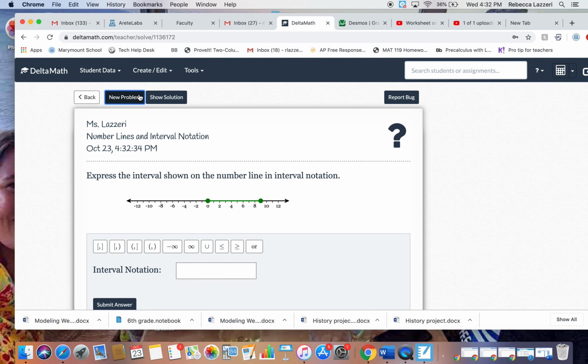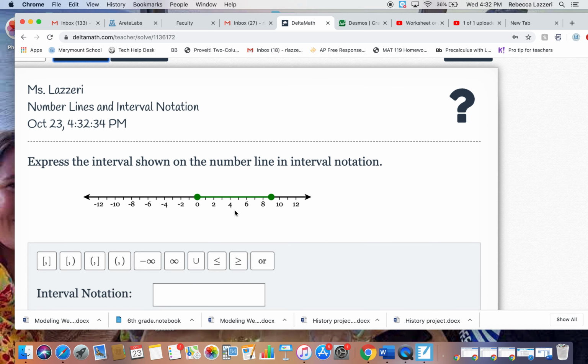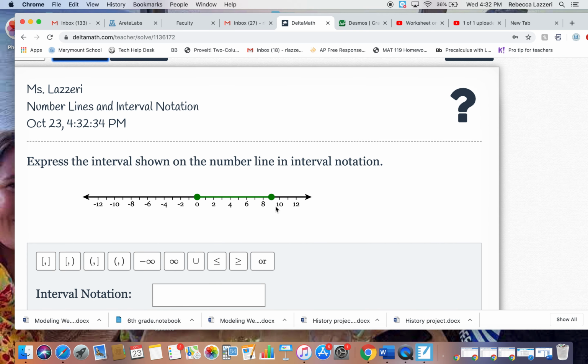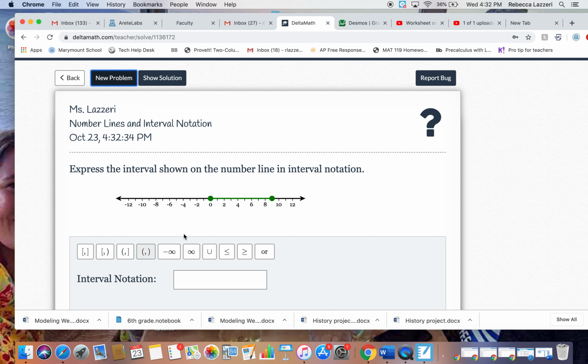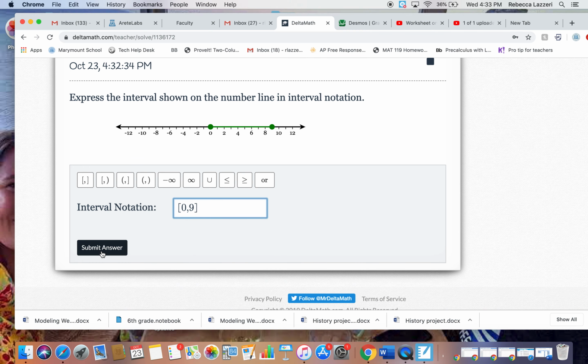Do another one. Now we're going to have to write the interval ourselves. And you can see it's going from 0 to 9. So we think 0 is included and 9 is included. So I'm going to use the brackets on both ends, and I'm going to go from 0 to 9. And I'll submit my answer.